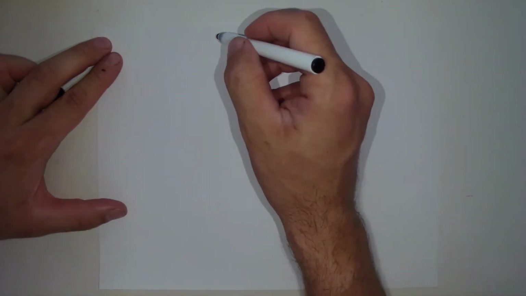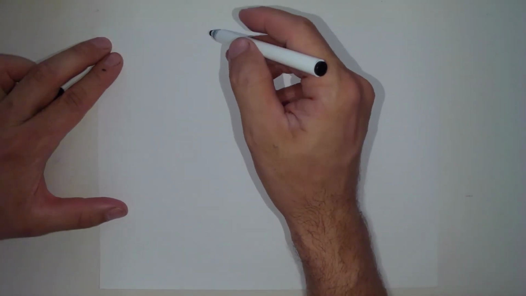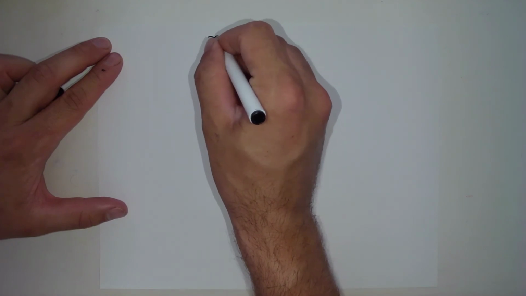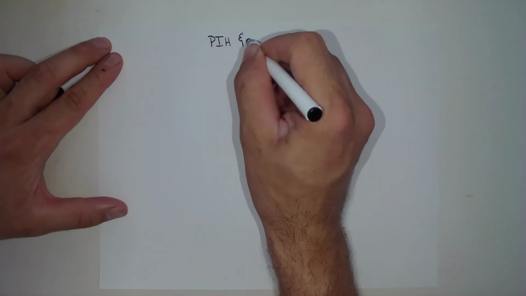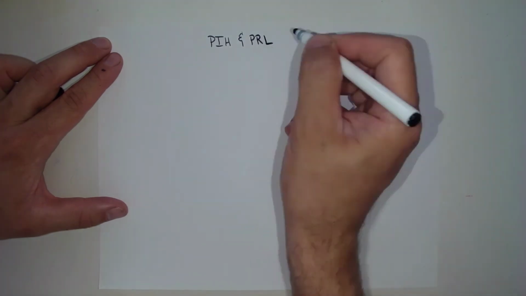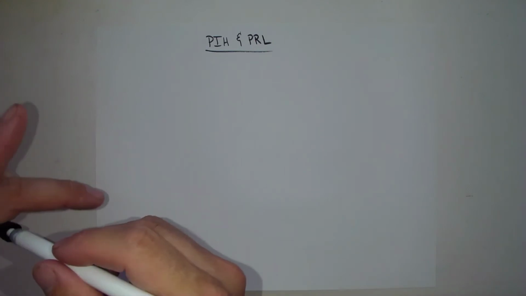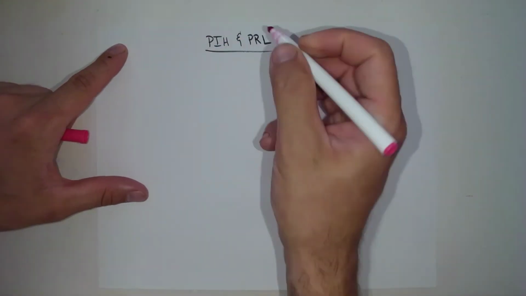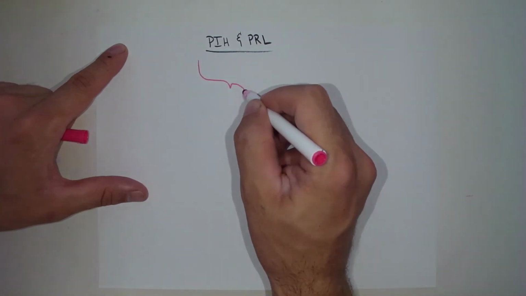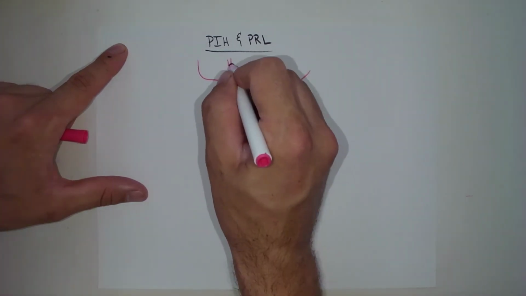Let's have a look at PIH and PRL. Well, PIH we know is released and produced by the hypothalamus. And the cells that produce that we can just call prolactin inhibiting hormone cells of the hypothalamus.